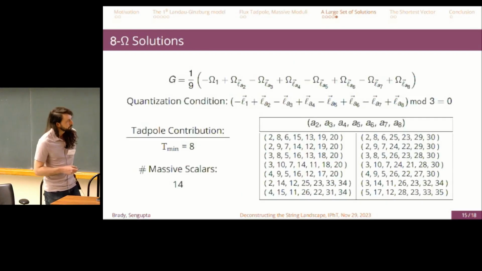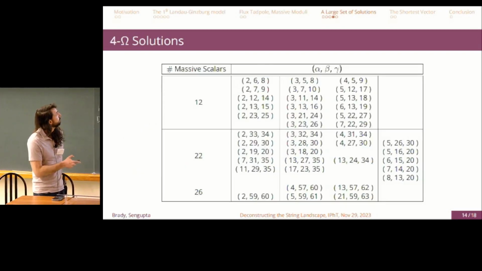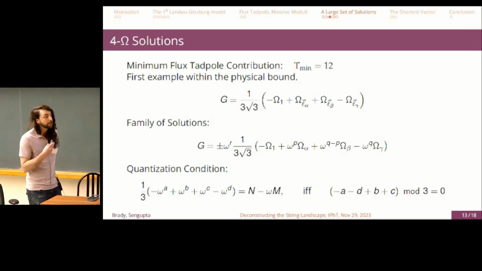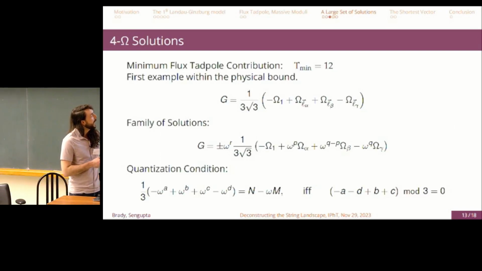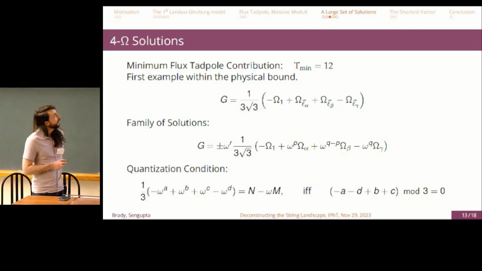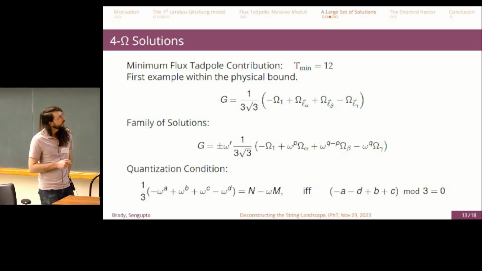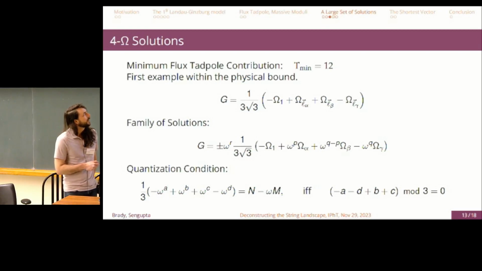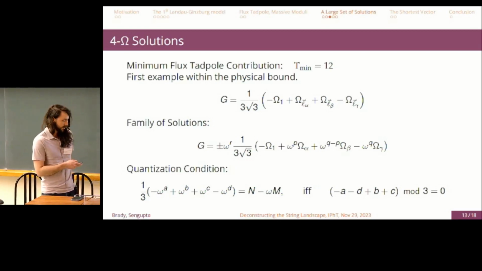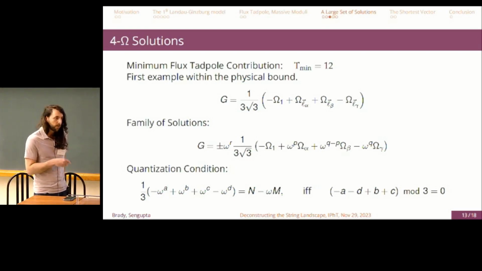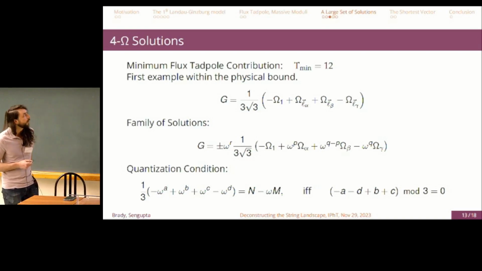Next is our first situation where we find that the tadpole contribution is actually satisfied. So we find the minimum flux tadpole is 12, and our first example with a physical bound, we can see that we'll have this form, which you can check explicitly by using the equation for the flux tadpole, 81 times the sum of the coefficients squared. You can check and see, yes, you reproduce tadpole value 12.